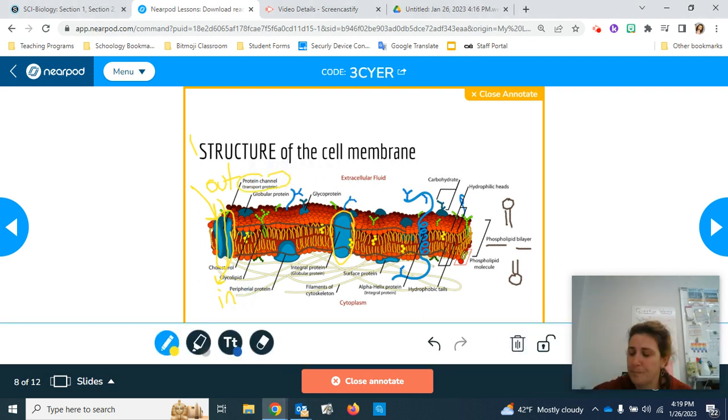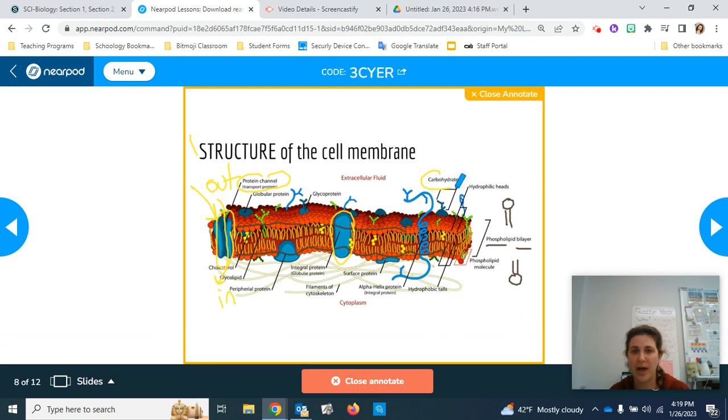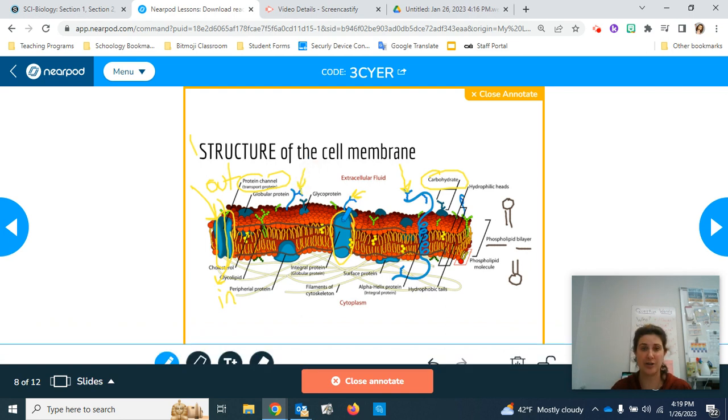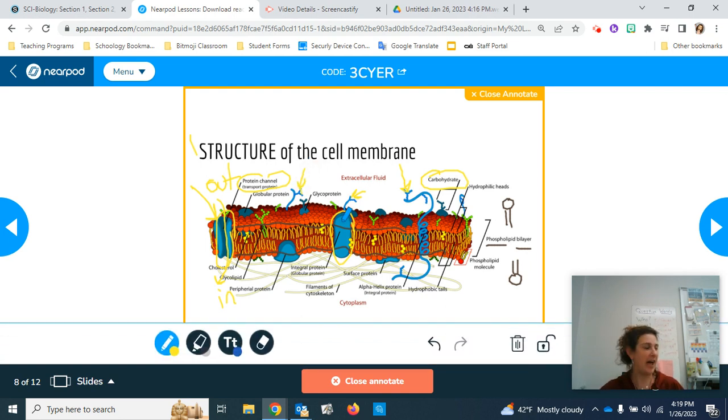The last part of the cell membrane that you need to know about is the carbohydrates. The carbohydrates are sticking off of the edge of the cell. All these little things here, all these little windows, those are carbohydrates. They help identify what the cell is on the outside.